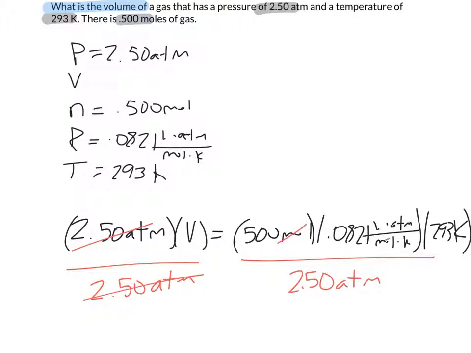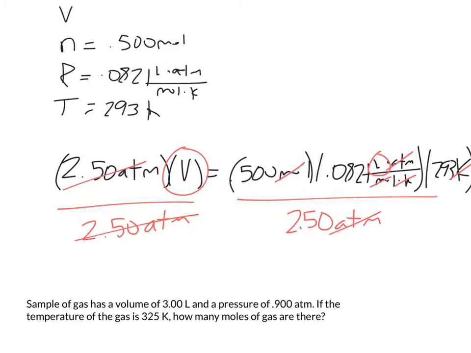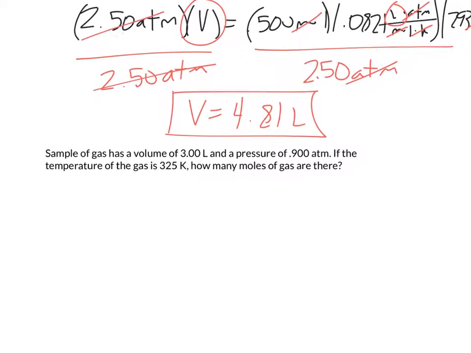So check out the units. Moles cancels moles, K from the temperature cancels the K from the R constant, and atmospheres cancels the atmospheres from the constant, and the only one that is left uncancelled is liters. And that's good because we're solving for V, which is in liters. So now you put this into your calculator. You take 0.5 times 0.0821 times 293 divided by 2.5, and you get an answer of V equals 4.81 liters.